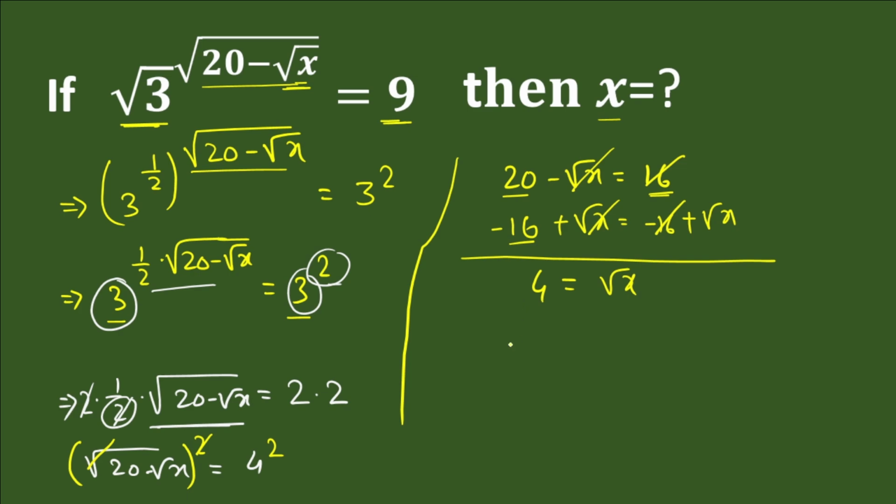Now we'll change this side. So square root x is equal to 4. Now for removing this square root, we'll square both sides. Here the square root and square will cancel. So in the left hand side we have x, and that is equal to 4 square, which is 16. So now from here we have calculated the value of x, that is equal to 16, and this is our final answer of this expression.